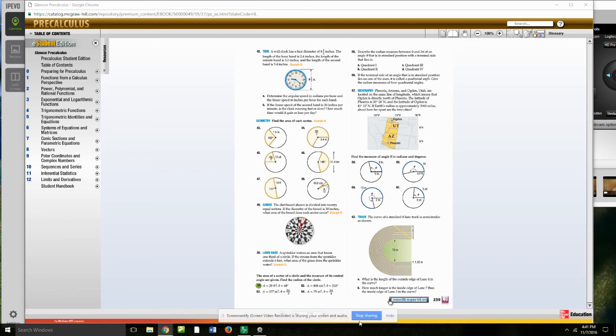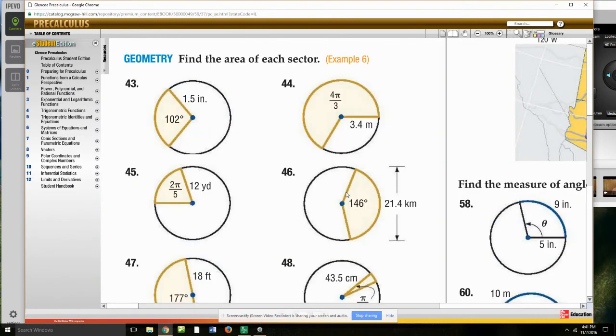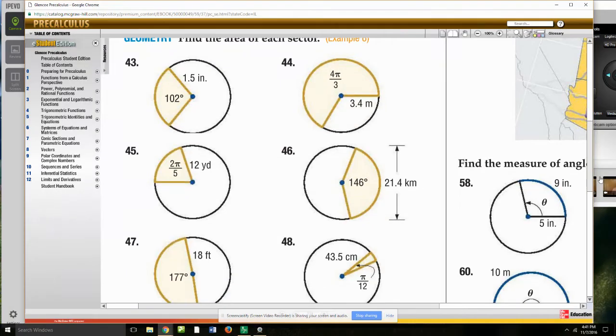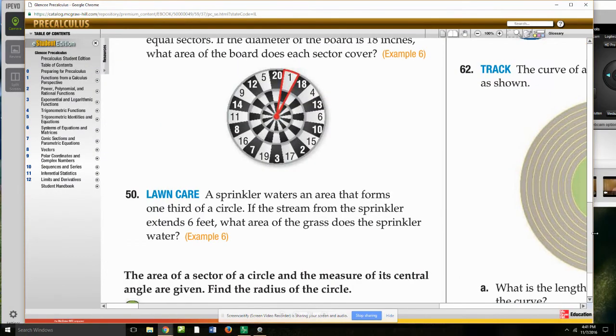Okay, ladies and gentlemen, let's take a look over here at some of the rest of the problems. Now, these you should have done previously. This is not that big a deal. All you need to do is the formula, plug in the given information, and you should be able to find the rest of the pieces. Let's move on down here.